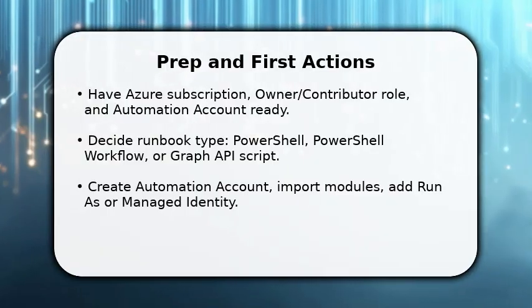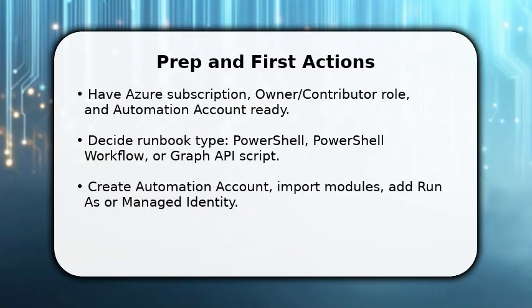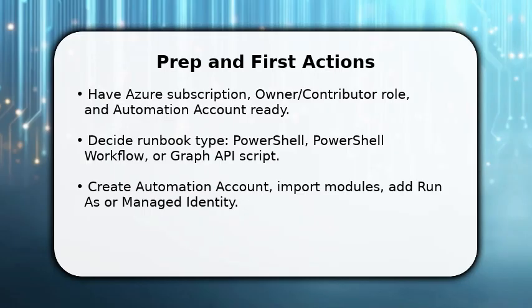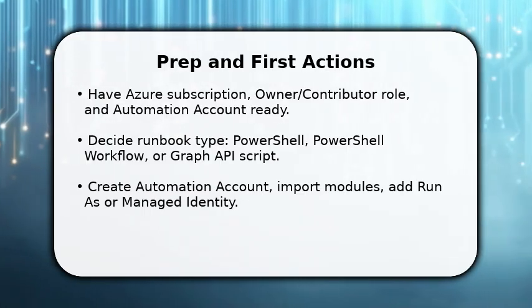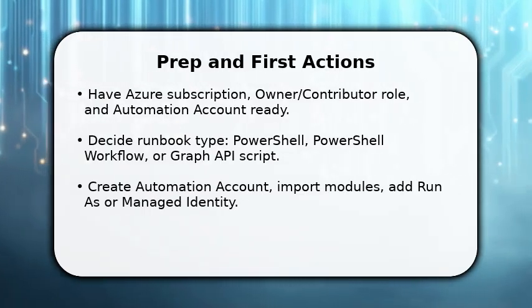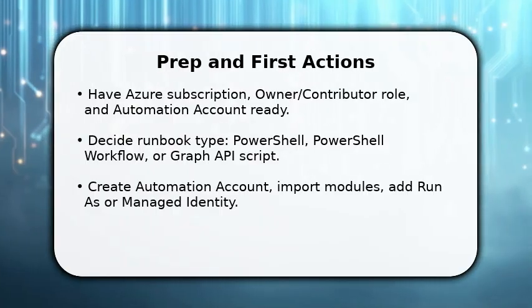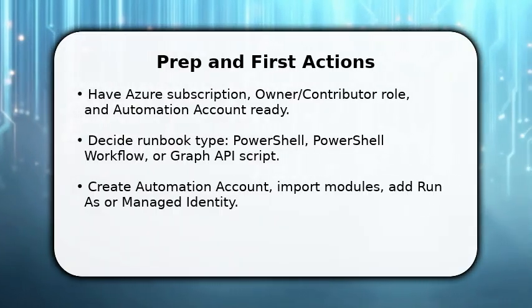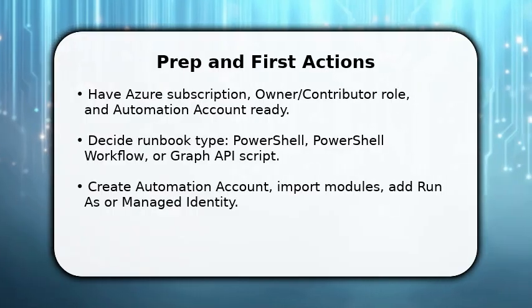You start by validating essentials: an Azure subscription, appropriate RBAC permissions, and an automation account. Once those exist, create the Runbook resource and choose the type PowerShell for most tasks, Graph API for MS Graph calls. Make sure to import required modules and link a run as account or managed identity for authentication.